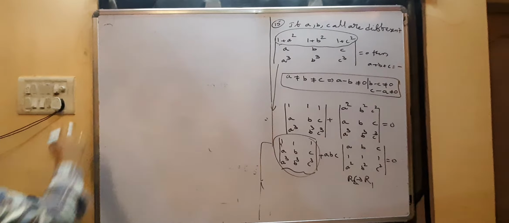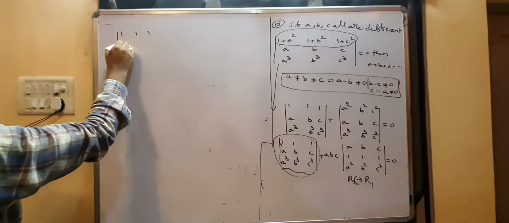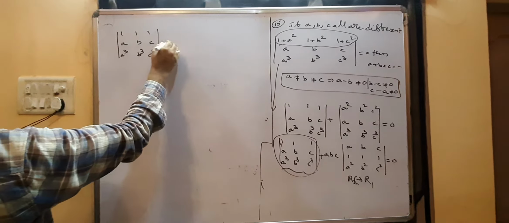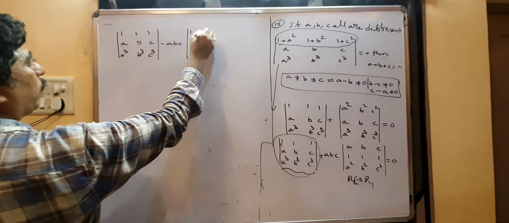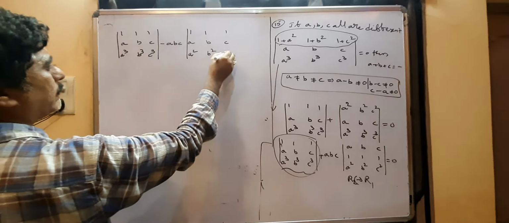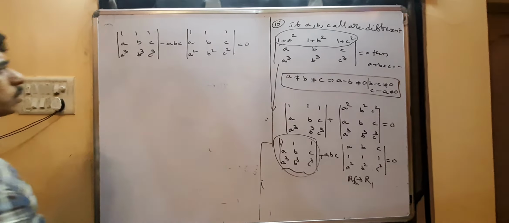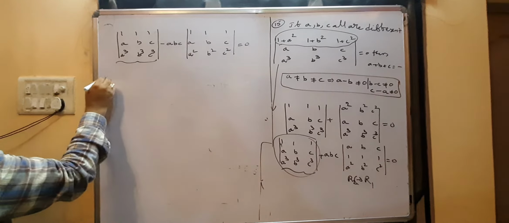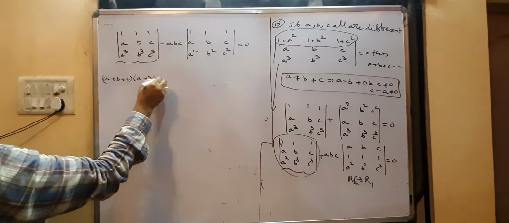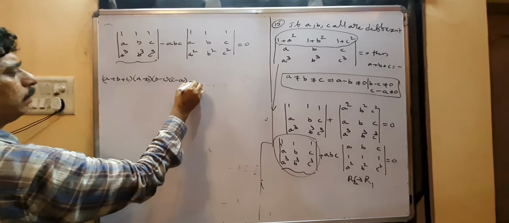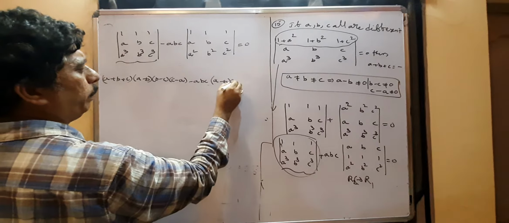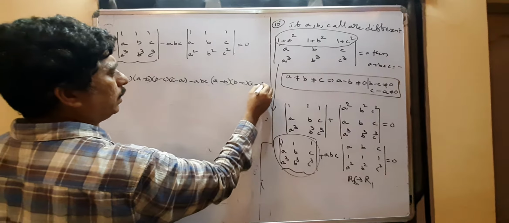Plus becomes a minus, we will get the determinant with first row 1, 1, 1; a, b, c; a², b², c², minus abc into the determinant with first row 1, 1, 1; a, b, c; a², b², c², equal to 0. So the first determinant value is (a plus b plus c) into (a minus b) into (b minus c) into (c minus a), minus abc into the second determinant value, (a minus b) into (b minus c) into (c minus a), equal to 0.